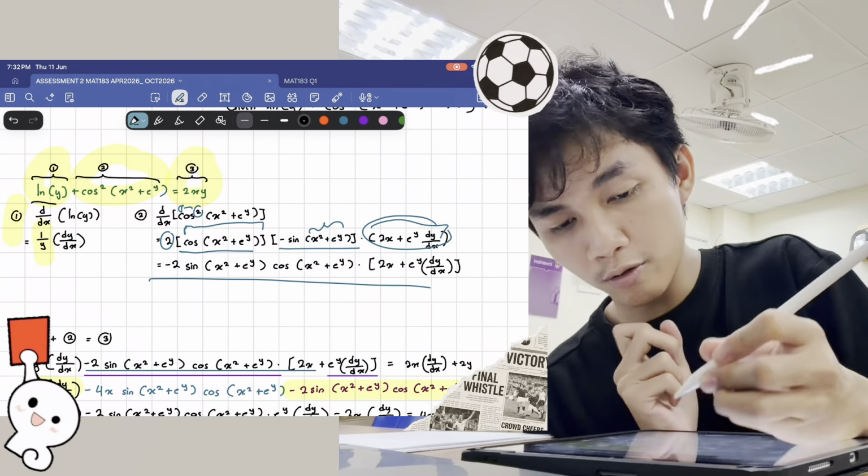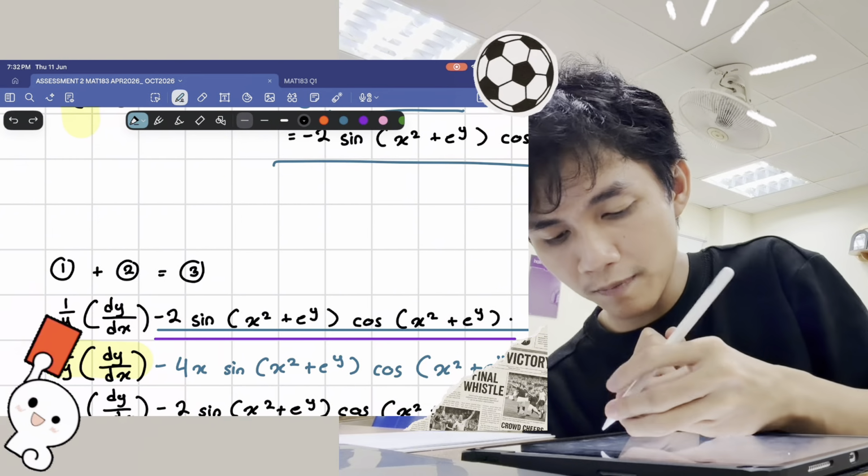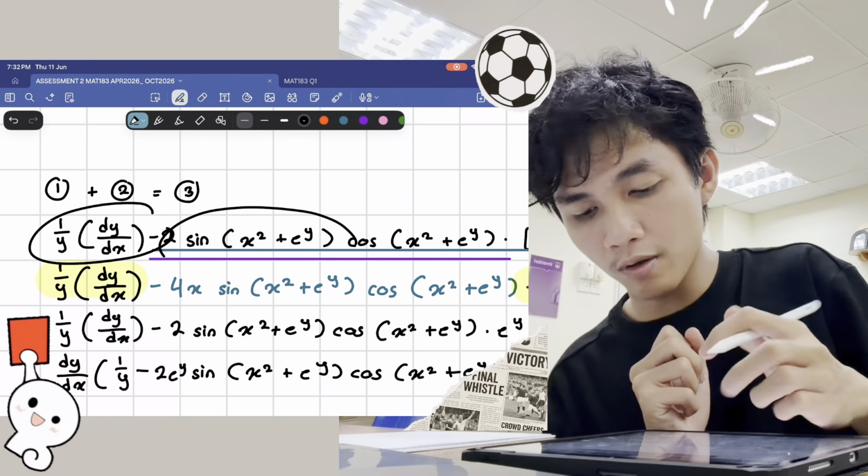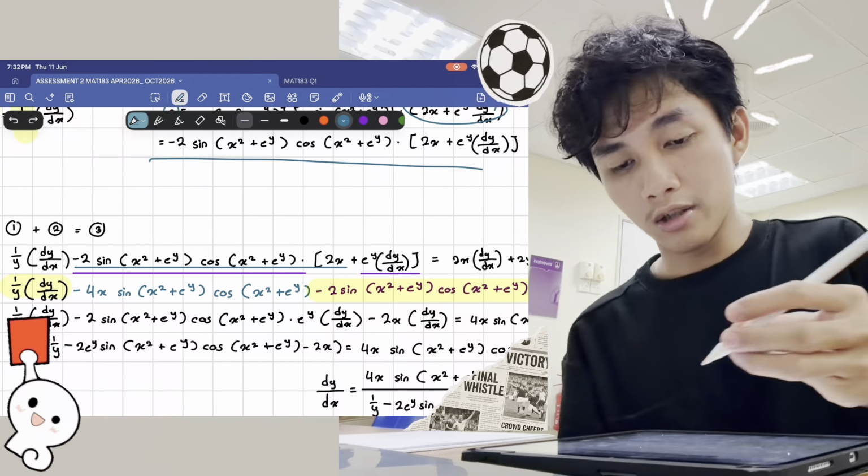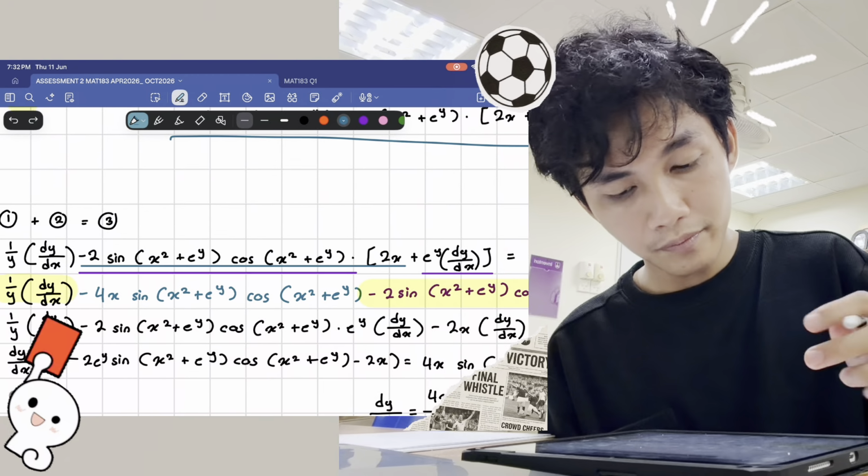After we are done with 1, 2, and 3, we go to the original equation, which is this one, right? 1, 2, and 3. So same, 1 plus 2 equals 3. Like that. And then after that, we will do it one by one again.